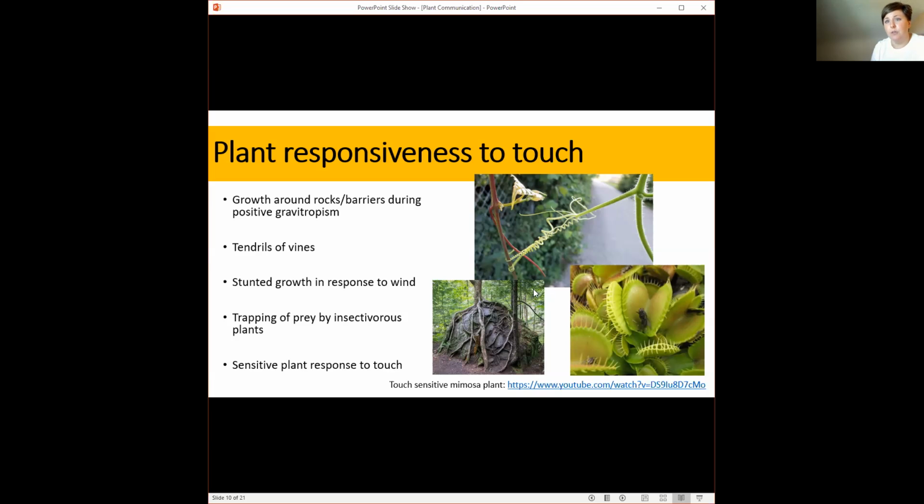Plants which stunt their growth due to heavy winds, which may lead them to breaking. And the trapping of prey by insectivorous plants. This also includes the responses of sensitive plants, like the mimosa plant, to touch. Plants like the mimosa plant are sensitive to touch as it allows them to protect themselves from herbivore attack. Let's check out a video of the mimosa plant, which is an excellent example of a sensitive plant.